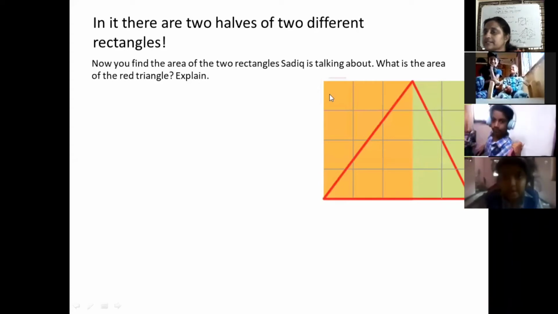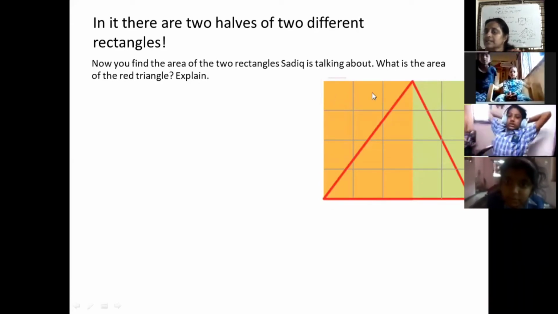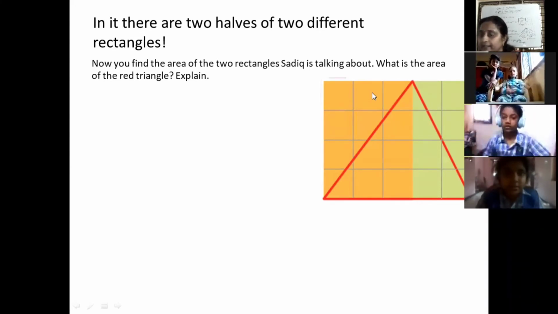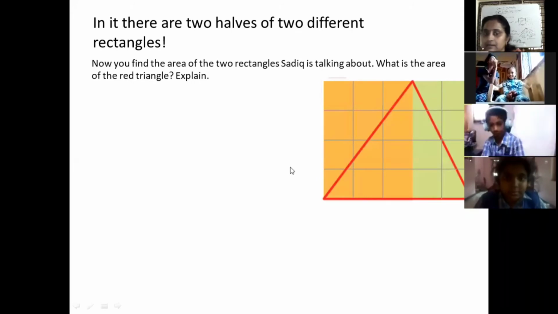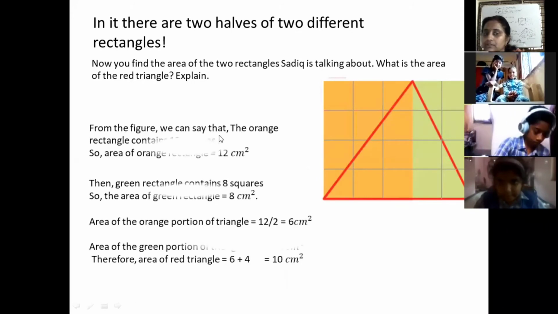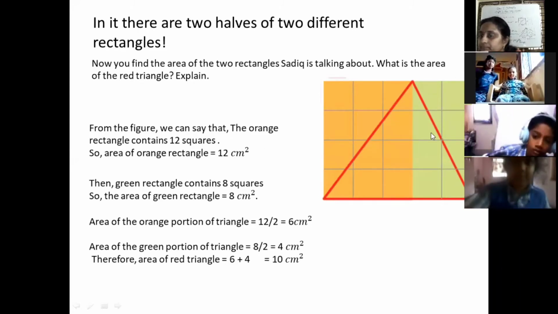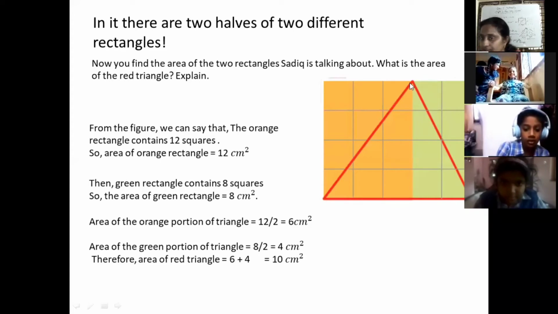So, first let us see the orange rectangle. What is the area of the orange rectangle? Don't see about the triangle, only the rectangle. 12, ma'am. 1, 2, 3, 4. Yes, 12 square centimeters. What about green? 8, ma'am. So, now we need to find out the triangle portion.